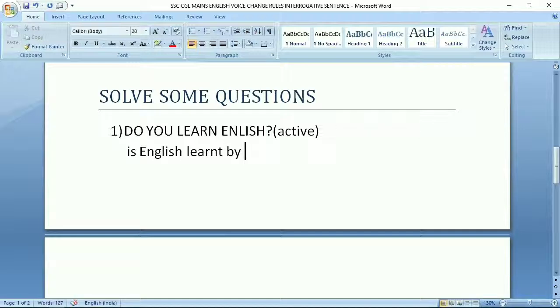After the past participle form of the main verb comes by, and after by the subject. What is the subject here? In the active sentence, after do you can find the subject. Here the subject is you, so after by we write you, and in the end a question mark. So I think you understood.